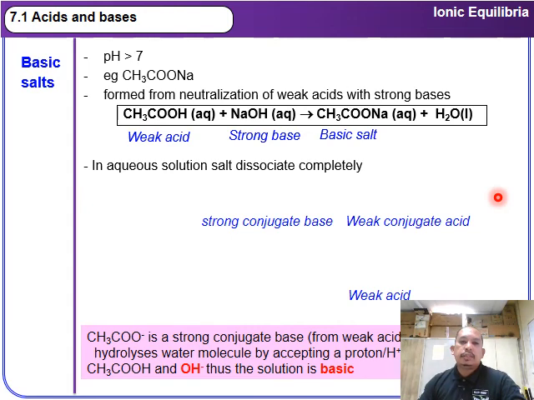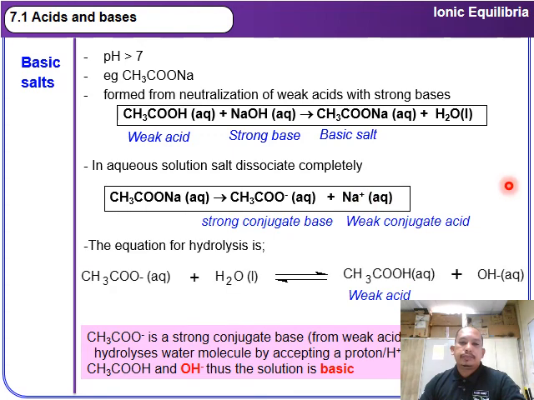To prove that this is a basic salt, this aqueous solution of salt dissociates completely to form the ions CH3COO- aqueous and Na+ aqueous. Here, the strong conjugate base is CH3COO-, while the weak conjugate acid is Na+. So the equation for this hydrolysis: we take the strong one, CH3COO- aqueous, which reacts with H2O to form the weak acid CH3COOH and OH-.